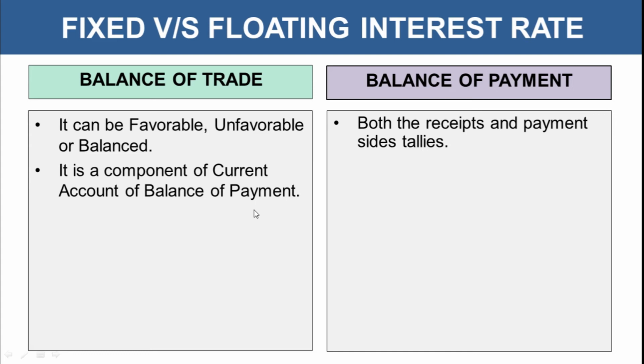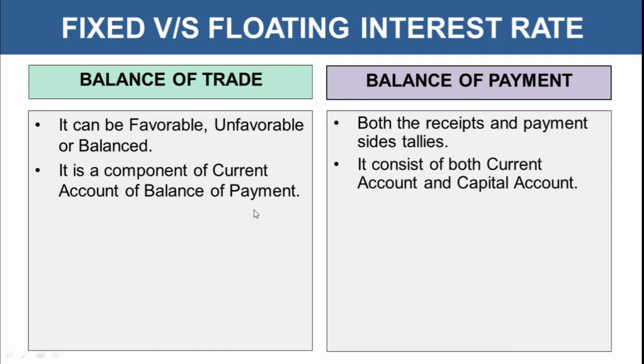Now, current account is that account which records imports and exports of goods, services, and unilateral transfers. So unilateral transfers could be gifts, donations, etc. All these are recorded in current account of balance of payment. And since I mentioned goods, and we know that balance of trade is import and export of goods, balance of trade is a part of current account of balance of payment.